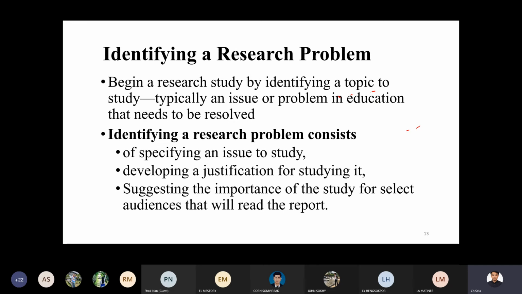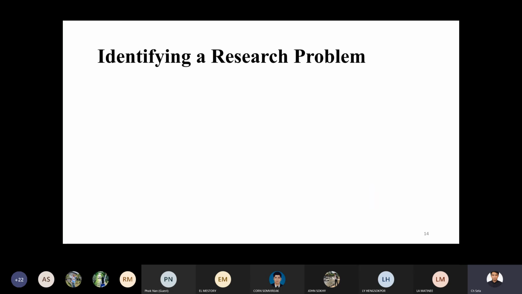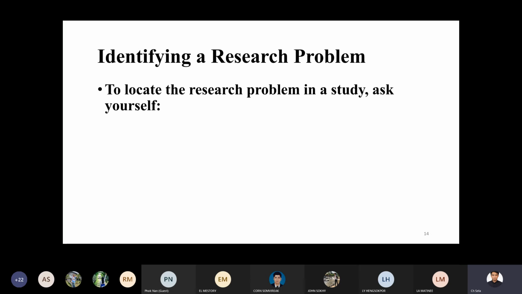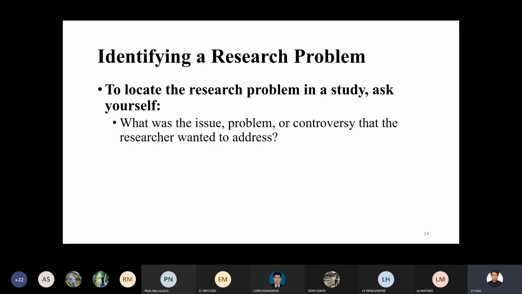No? Okay, so if you don't have questions, let's go to the next one. Still under identifying a research problem. To locate the research problem in the study, ask yourself, what was the issue, problem, or controversy that the research wanted to address? You have to specify it. Okay, and what controversy leads to a need for the study?